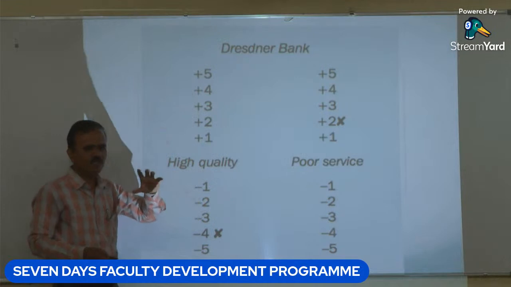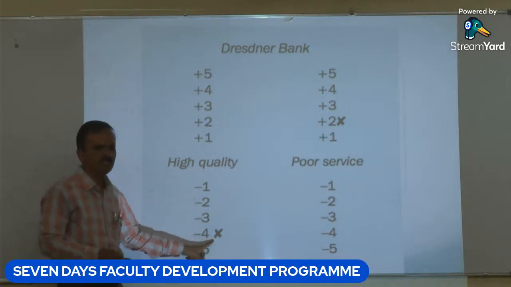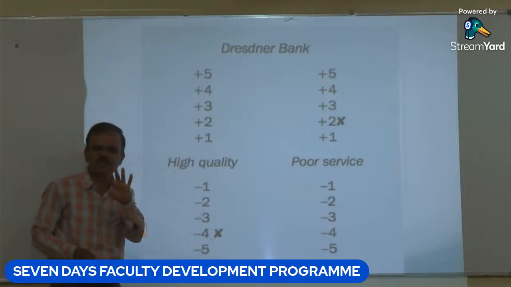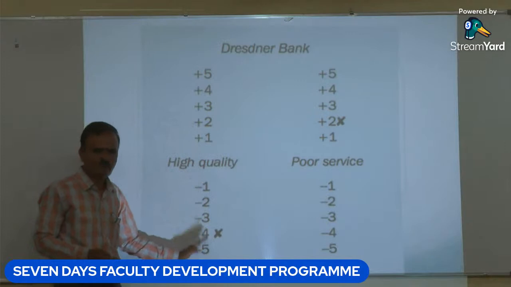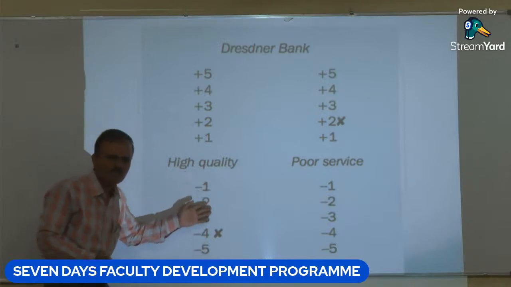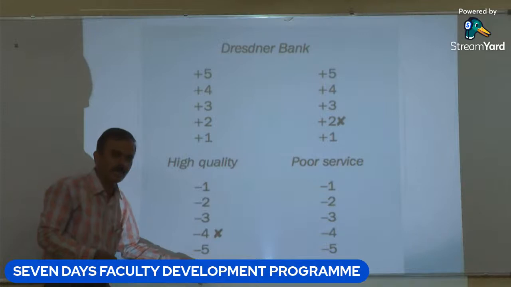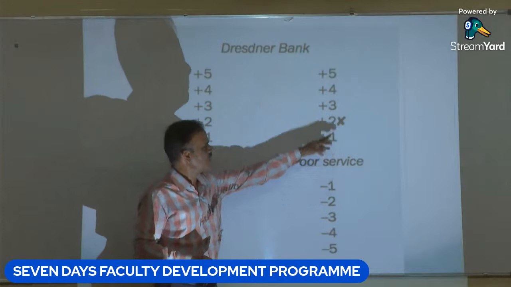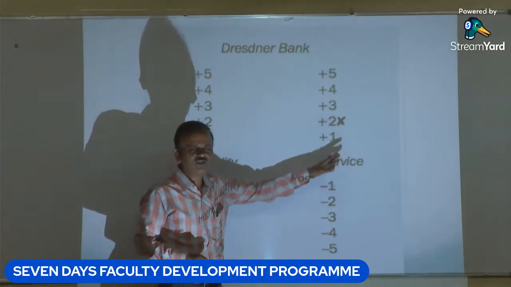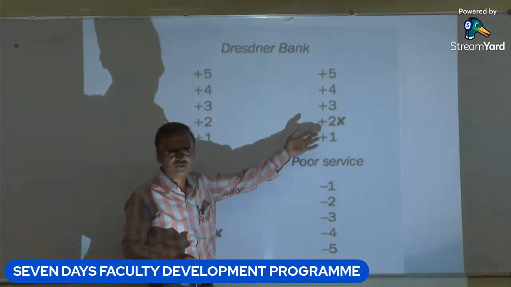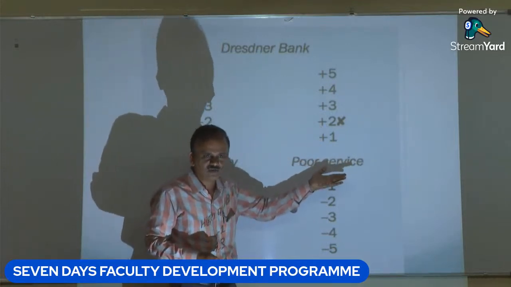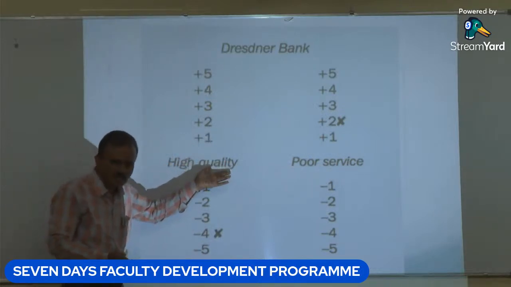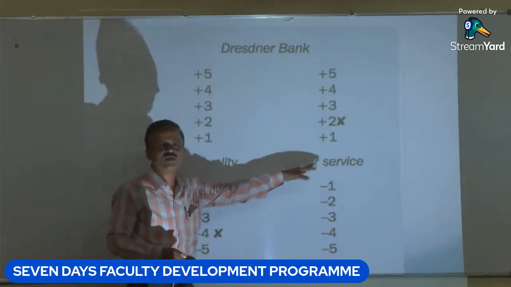For example, one respondent has given his opinion like this. Related to high quality, it is -4. That is, the quality of the service provided by this bank is very poor, which is very close to the highest number, in negative form. Whereas in the case of poor service, it is positive. Poor service being positive means the service is poor. So since the high quality is negative, naturally the service is poor.